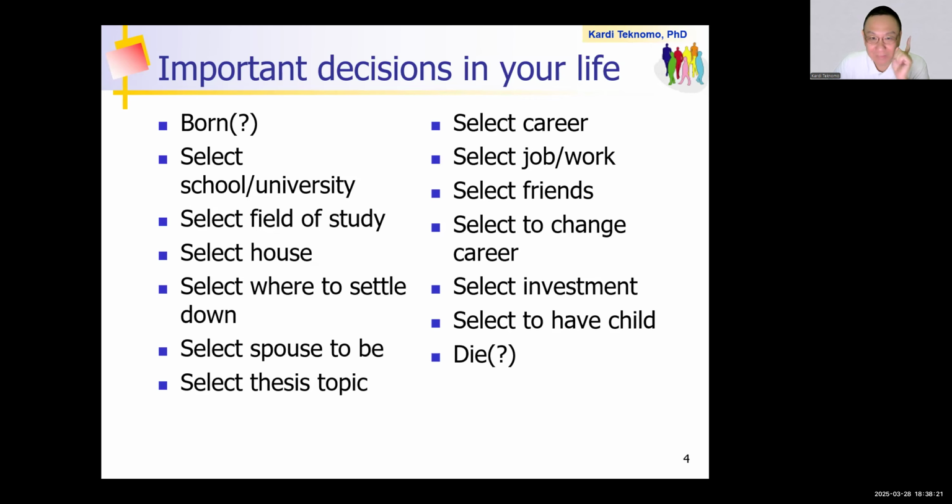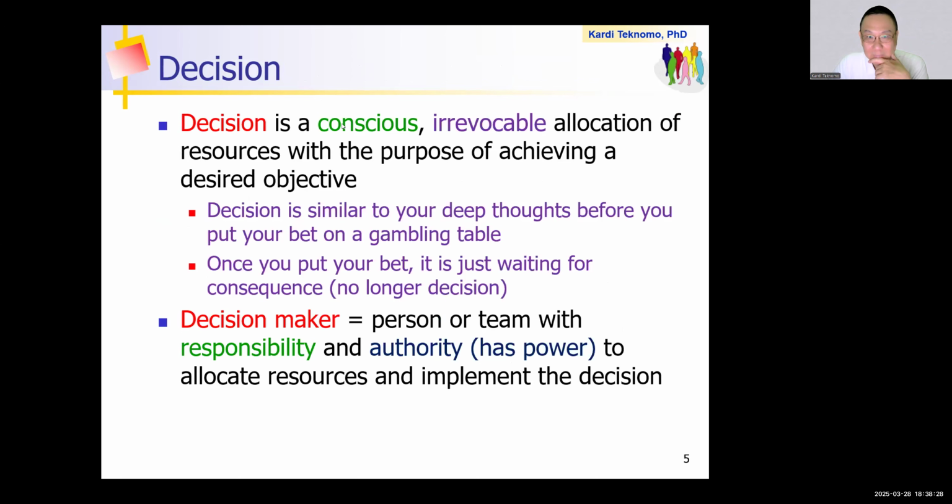So this is the definition of decision. The definition of decision is a conscious, irrevocable allocation of resources with the purpose of achieving a certain objective. Look at this important word here, conscious. That means you don't make a decision unconsciously, only based on intuition, whatever you decide. That is actually not a real decision.